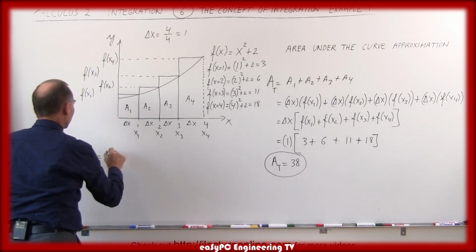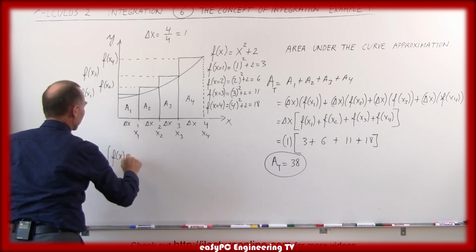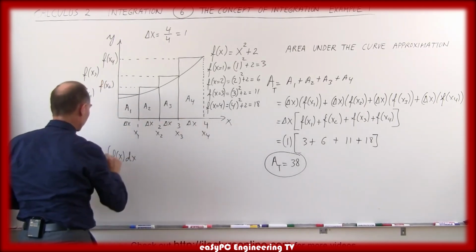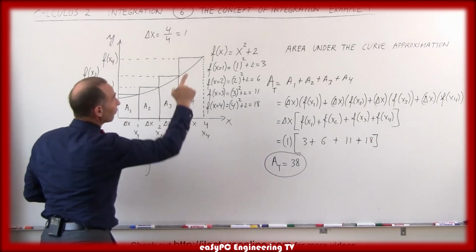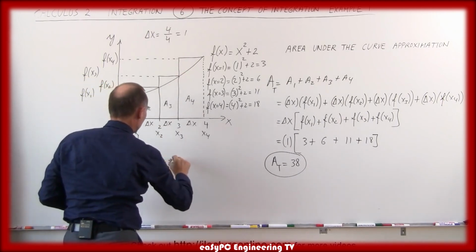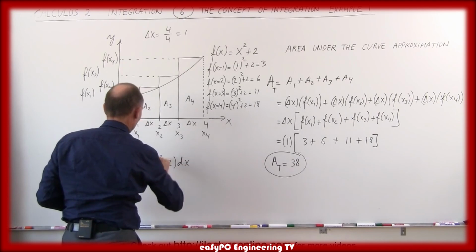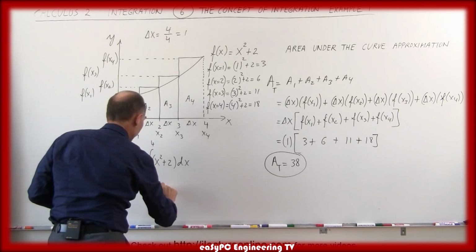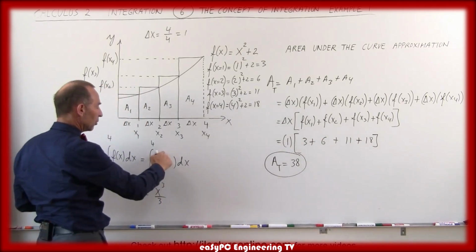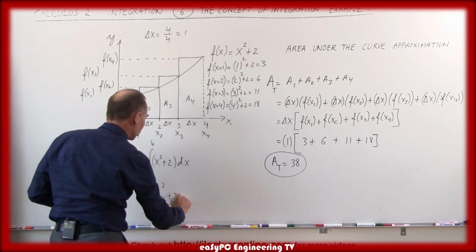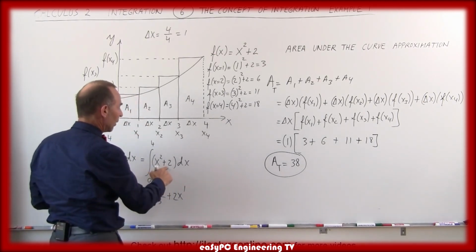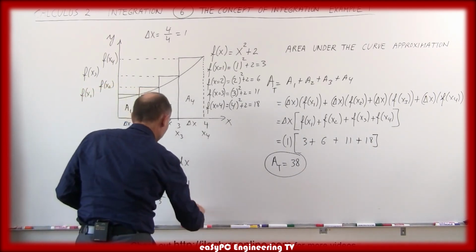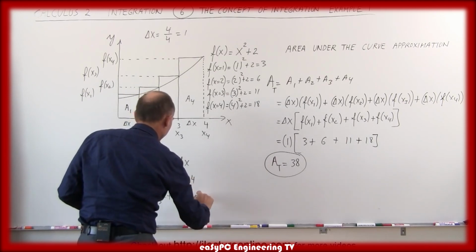The area is equal to the integral of the function times dx, and again, the limits of integration are from 0 to 4, which is equal to the integral of the function, x squared plus 2, times dx, integrated from 0 to 4. When we integrate that, we get the following. This is equal to x to the third power divided by 3. Remember, we add 1 to the exponent and divide by the new exponent, plus 2x to the first power, because we went from 2x to the 0 power to 2x to the first power, divided by 1, so we just leave that there. And the whole thing is evaluated from 0 to 4.